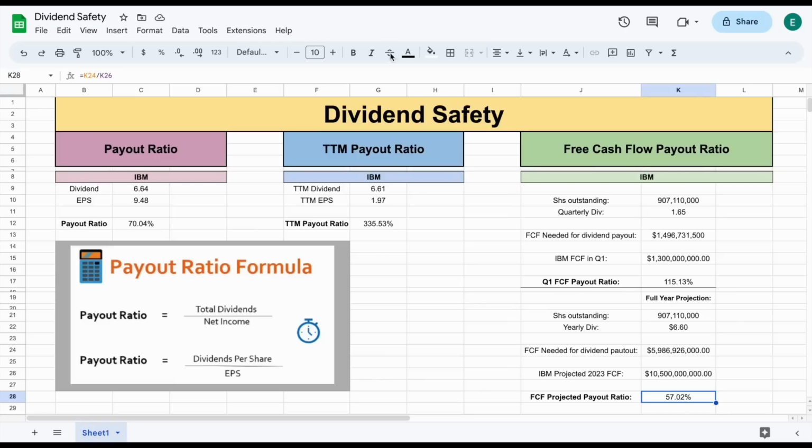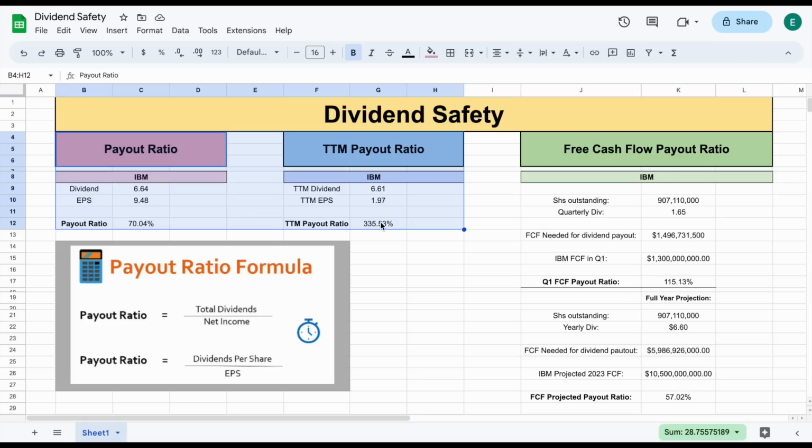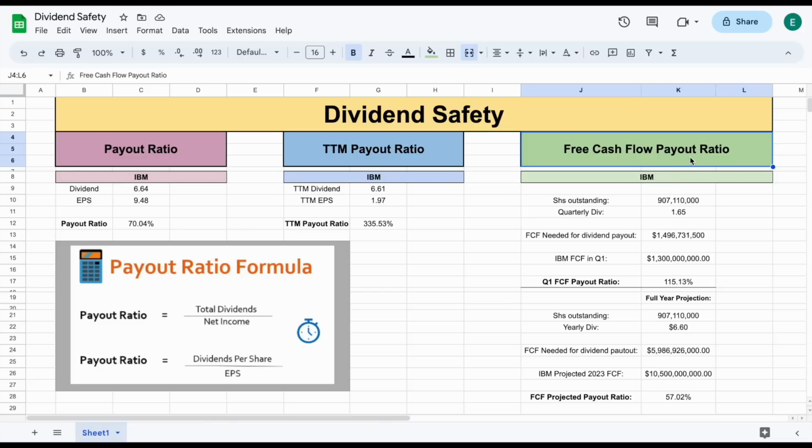So this is a quick video, and I just wanted to point out how important it is to look at the different methods for calculating payout ratio and understanding what each one means and why each one is important in its own right. I think both of these have a lot of value and are always definitely worth looking at, but it's always important to look at that free cash flow payout ratio as well.